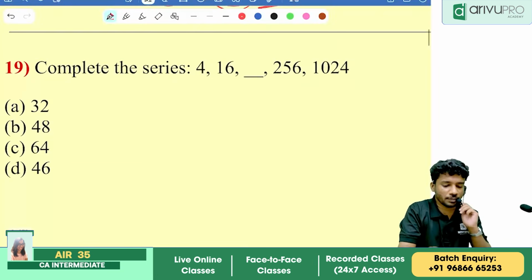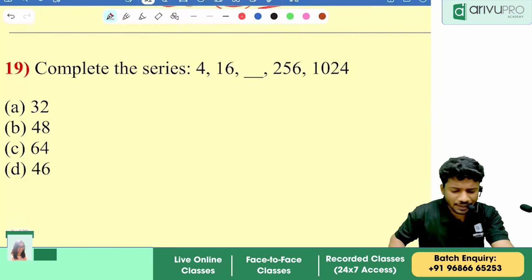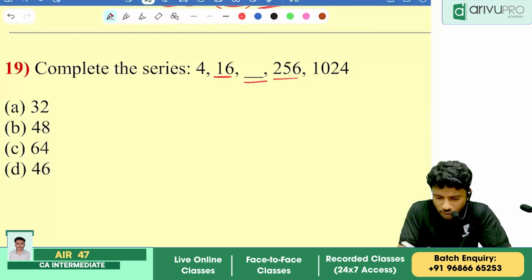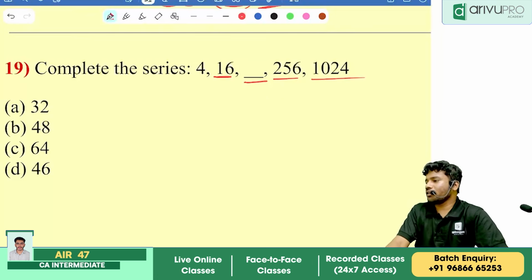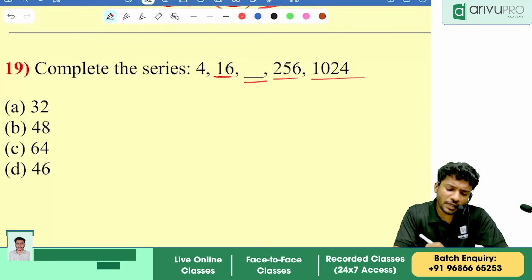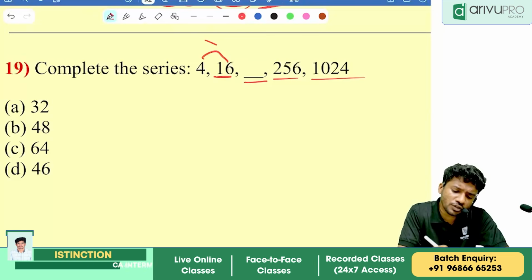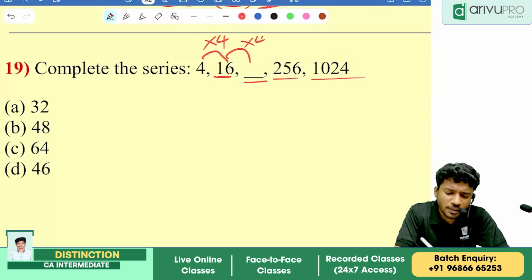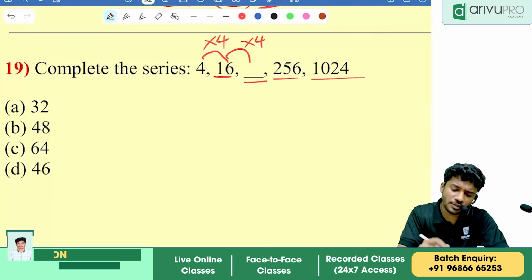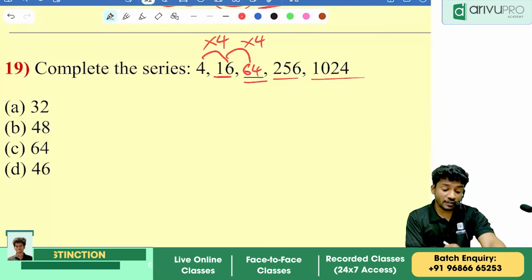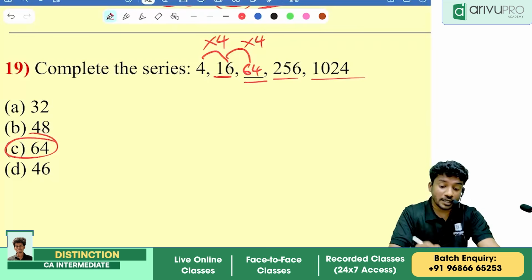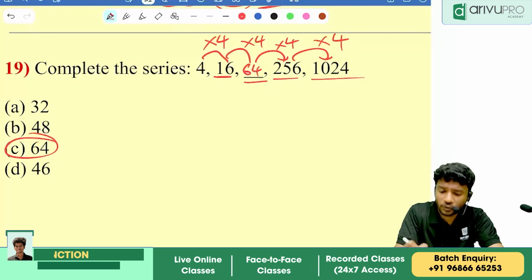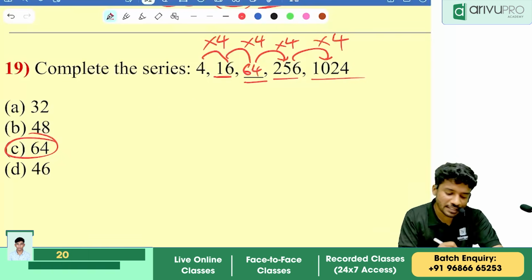Now the first question, people. Complete the series. 4, 16, 64, 256, 1024. Now, people, if you check here, 4 into 4 is how much? 16. 16 into 4 is how much? 64. Now we will verify whether option C is our answer or not. 64 into 4 is how much? 256. 256 into 4 is how much? 1024. The pattern is what?